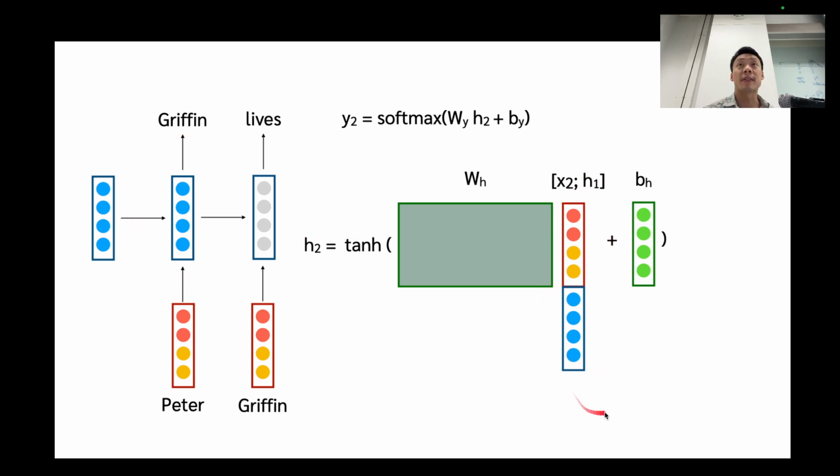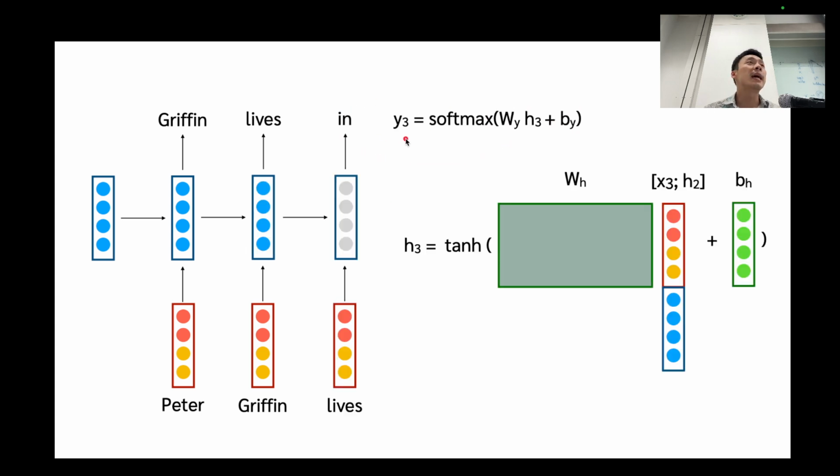So you concatenate that, multiply it with some weight matrix, add a bias vector to it, hyperbolic tangent, some activation function. It can be ReLU, it can be hyperbolic tangent, and you got H2. Then you connect it to a classifier, multiply with the weight matrix, add bias vector to it, and then softmax that. And then you do it again and again.